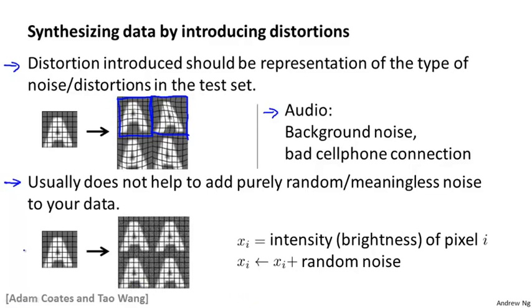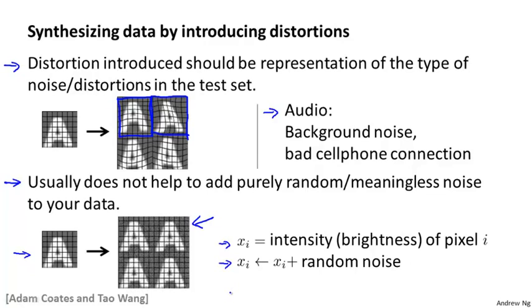Not sure you can see this, but what we've done here is taken the image, and for each pixel in each of these 4 images, just added some random Gaussian noise to each pixel. So each pixel is the pixel brightness, and if you just add some, maybe Gaussian random noise to each pixel, just sort of totally meaningless noise, right? And so unless you're expecting to see these sorts of pixel-wise noise in your test set, this sort of purely random meaningless noise is less likely to be useful.